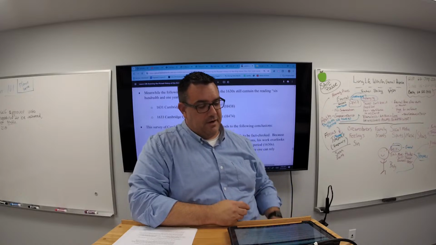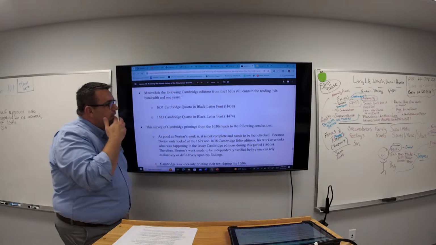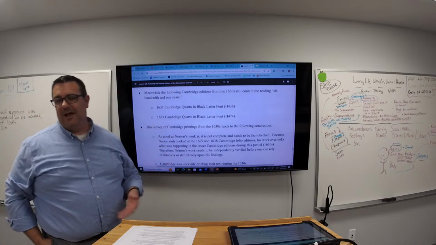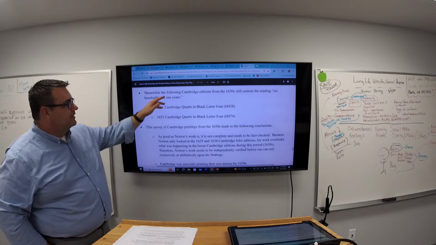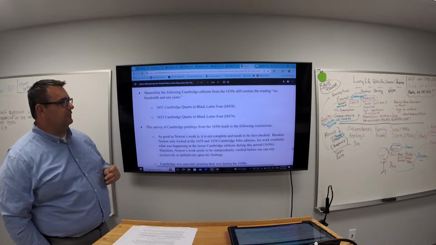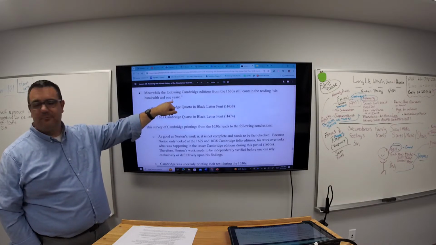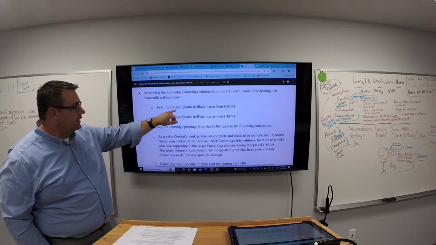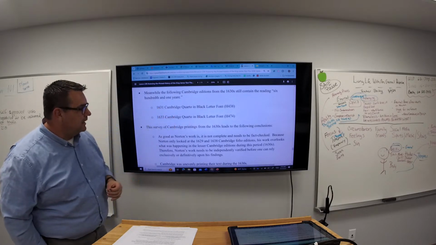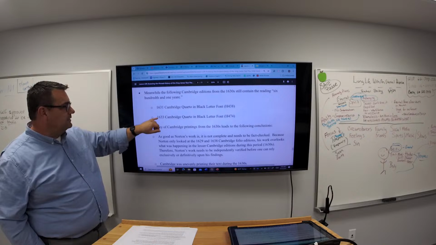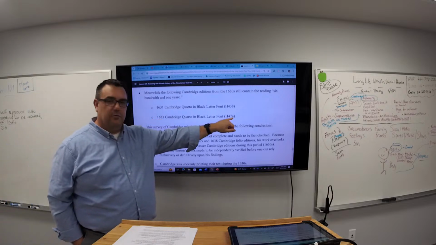Meanwhile, the following Cambridge editions from the 1630s still contain the reading "601 year." That would be a 1631 Cambridge quarto, H438, and a 1633 Cambridge quarto, H474.